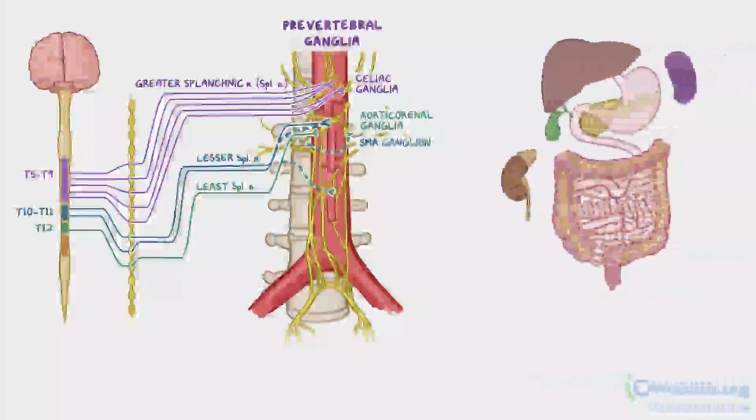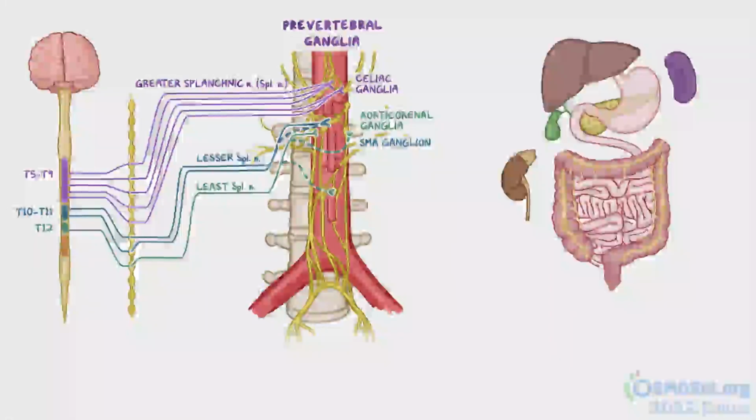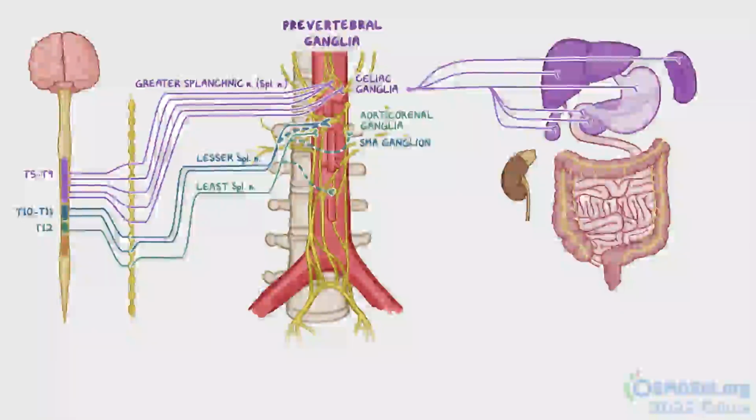After synapsing, the postganglionic fibers travel along the periarterial plexuses to their target organs. Postganglionic fibers from the celiac ganglia travel along the plexus on the arterial branches from the celiac trunk, and they mainly provide sympathetic innervation to the foregut, meaning the stomach, and the proximal part of the duodenum. These fibers also innervate the liver, the gallbladder, pancreas, and spleen.